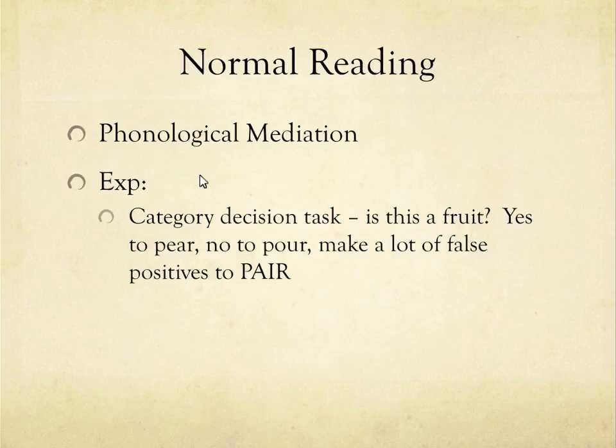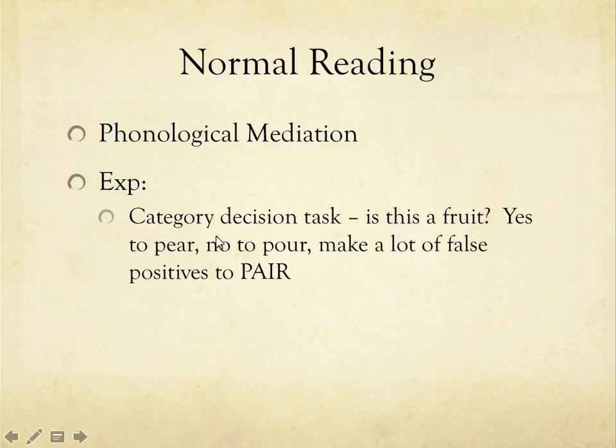So, let's give an example. This makes a lot more sense. In a category decision task, remember that's the idea of, is this a fruit? We talked about this in the last section. You can say yes to pear because pears are fruit, no to pour because that is an action, but you make a whole lot of false positives to pair, spelled like put two things together. The sound isn't tied to the meaning, the word pear doesn't have to sound that way, but the fact that this is a homophone sort of primes its related sounding word and makes you make a mistake.